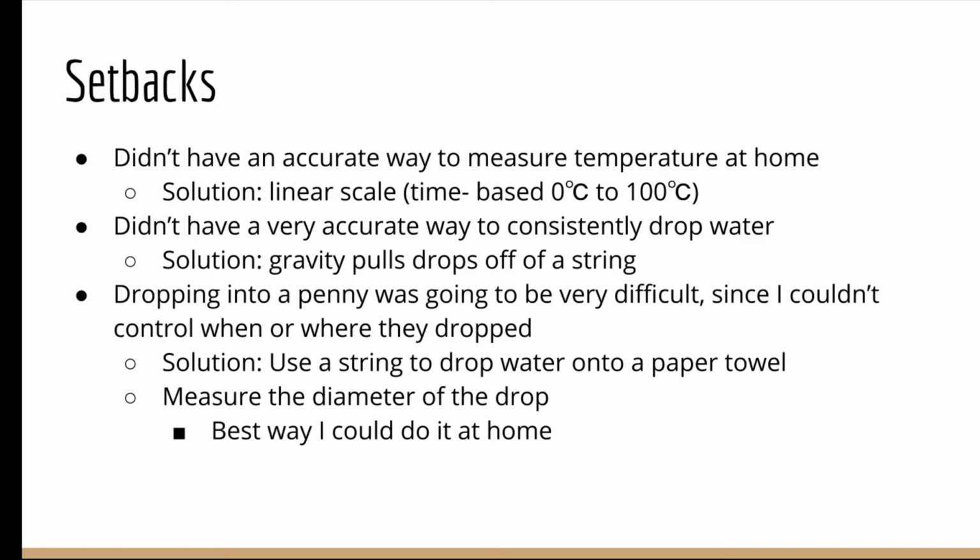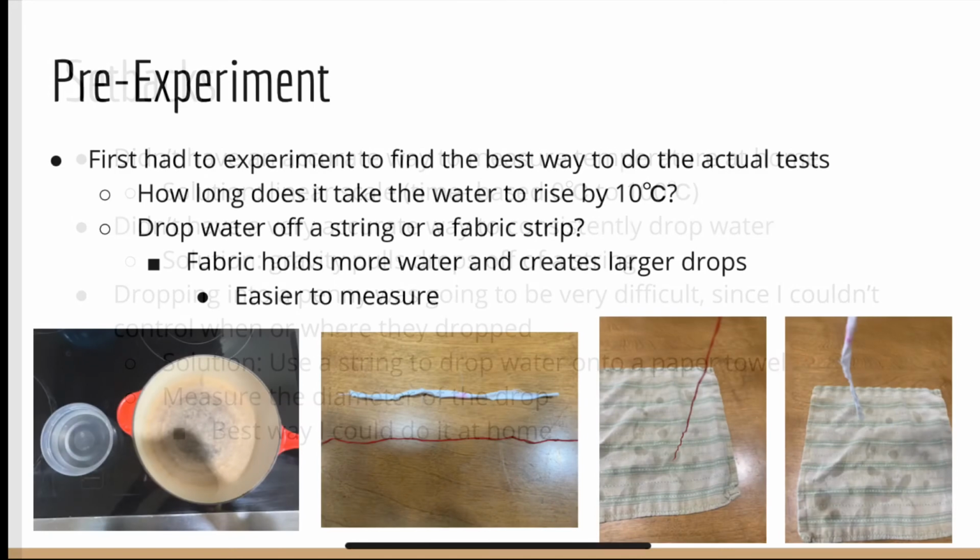To solve the problem of consistent dropping of water, I was going to use gravity to pull a drop off of a string, and to solve the location of the drop problem, I was going to use a string to drop water onto a paper towel as opposed to a penny, just so that I wouldn't miss or overflow or miscount. And then I was going to measure the diameter of the drop on the paper towel.